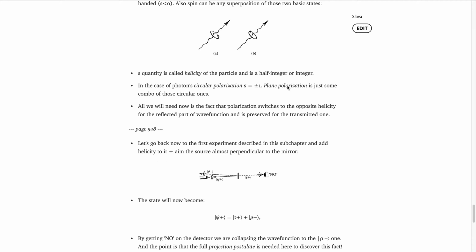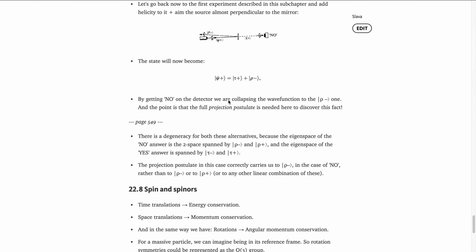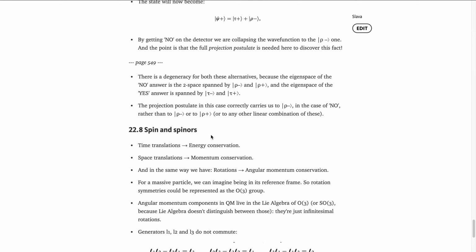Okay, maybe we will get more information about that later. So I assume we can leave that as is for now and continue to the next subchapter.